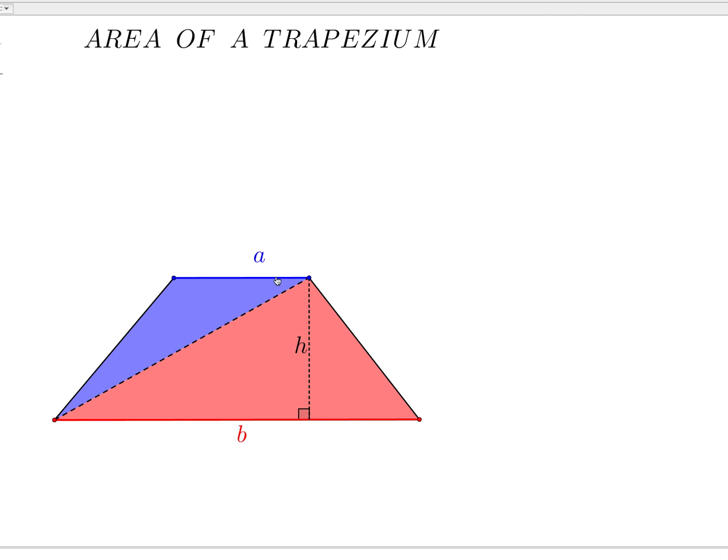The top one has base A, and its height, if you extended the base out here with a dotted line and then looked at the height, is just the same as that H. So a half AH for the top. So here it is, the blue one's a half AH, the red one's a half BH. You add these together and half and H come out as common factors into half H, brackets A plus B. You add the parallel sides, A plus B, get that answer, multiply it by the height and divide by 2.